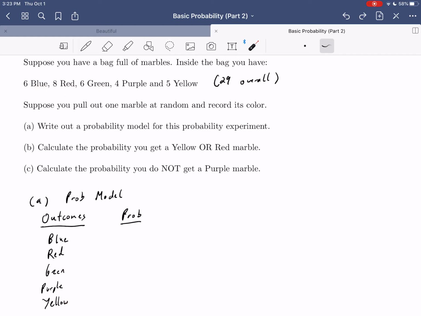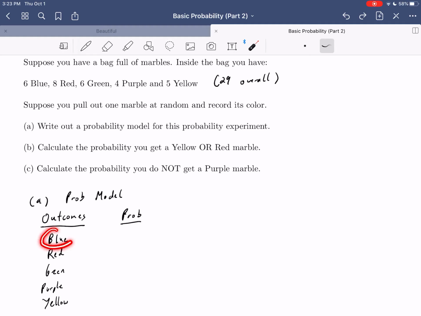Now, as we discussed in the previous video, we have to be very careful with the probabilities here. There are 5 different outcomes, but we cannot say that they are equally likely. The chance that we get blue is not necessarily the same as red, or green, or purple, or yellow. Why is that? Because there's a different amount of marbles of each color in the bag. Each of the 29 marbles is equally likely, but that doesn't make each color equally likely. So how can we figure out the probabilities? Well, we simply look at how many there are of each color out of the total of 29. Because remember, the 29 marbles are all equally likely. The colors might not be, but the individual marbles are.